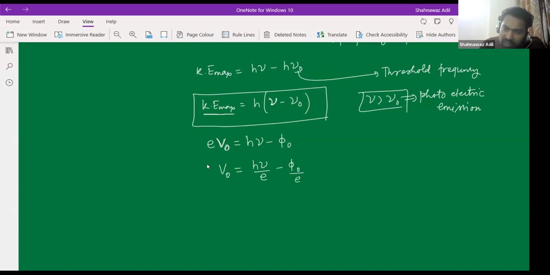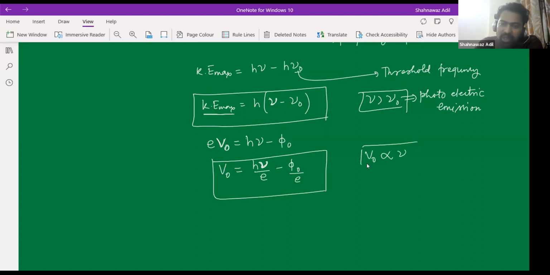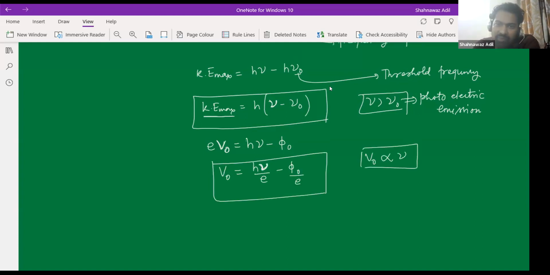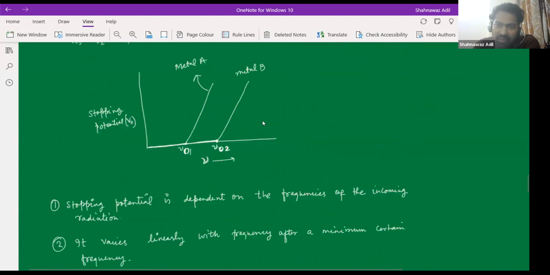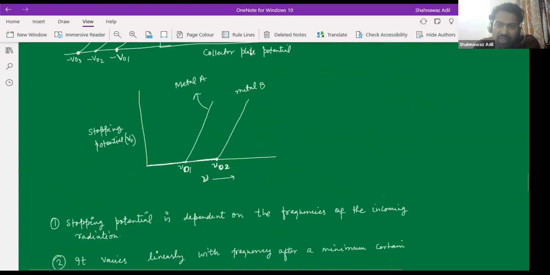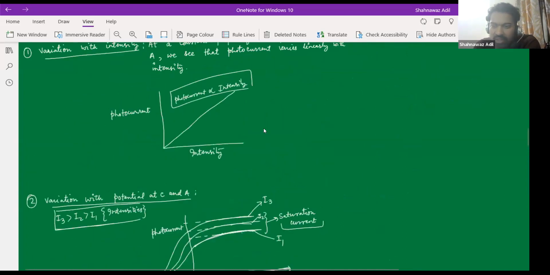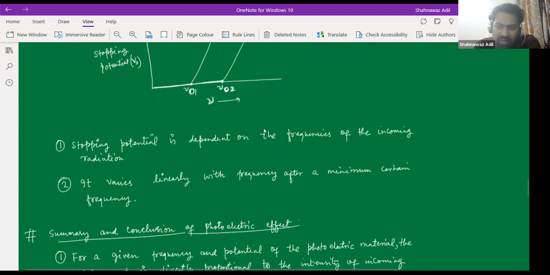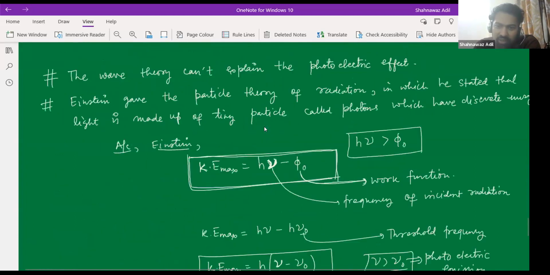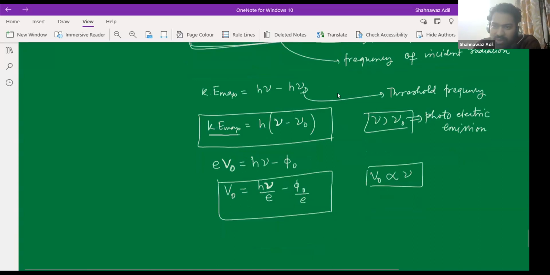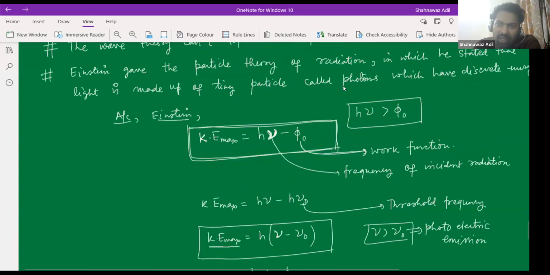So we can see that this potential is varying linearly with this frequency. So V naught is directly proportional to this frequency. That is what we saw from here, right? So that is this graph. So all these graphs were beautifully explained by this Einstein photoelectric effect, right? This is the beauty of this Einstein equation.